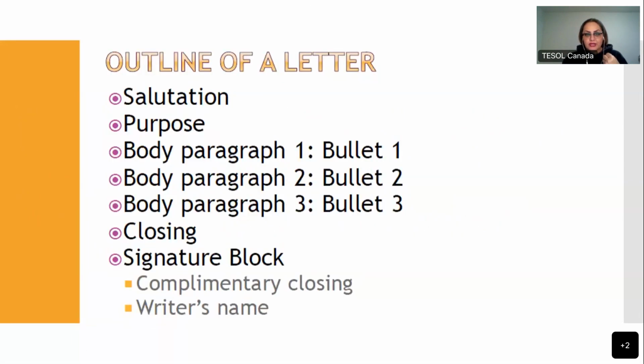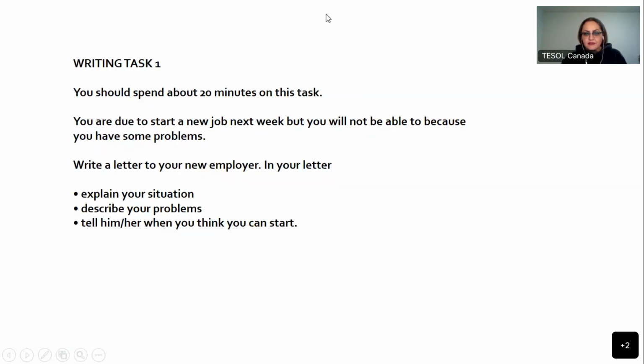Let me show you a sample for a minute. Okay, here you can see the sample. You should spend about 20 minutes on this task. You're due to start a new job next week, but you will not be able to because you have some problems. So see, you have 3 bullets. Explain your situation, so basically it's why you write this letter. Describe your problem, so what's the background? What's the problem? And number 3 is your request. Tell him or her when you think you can start.